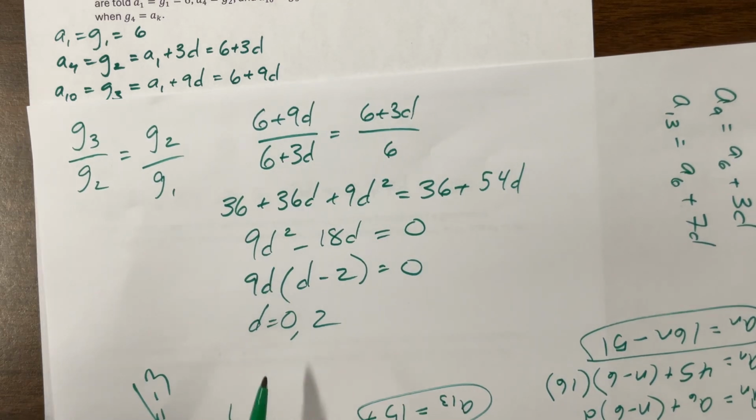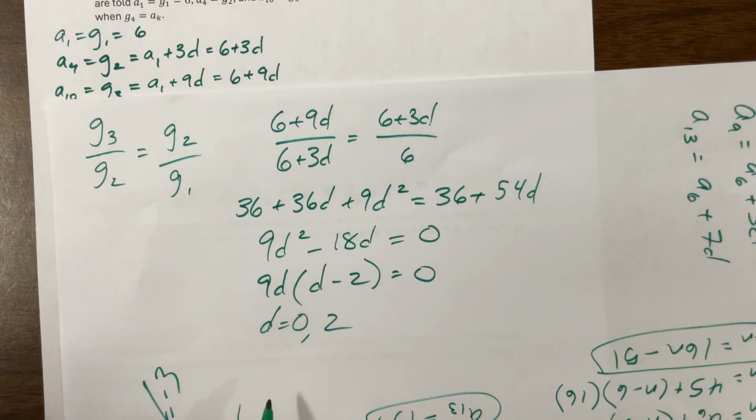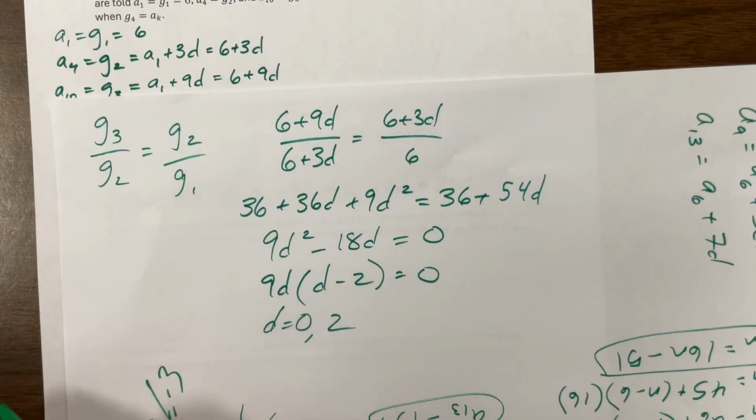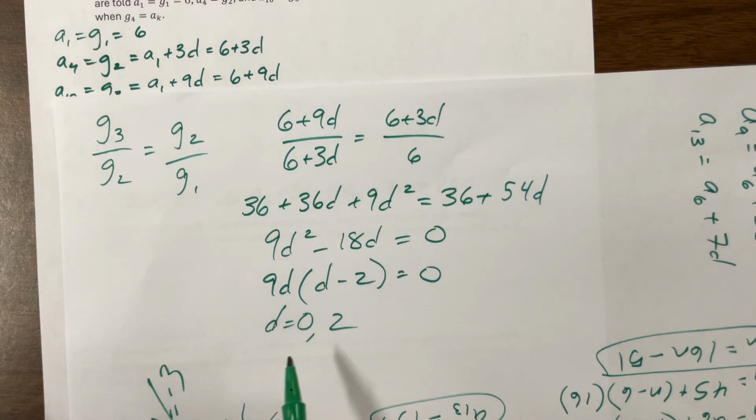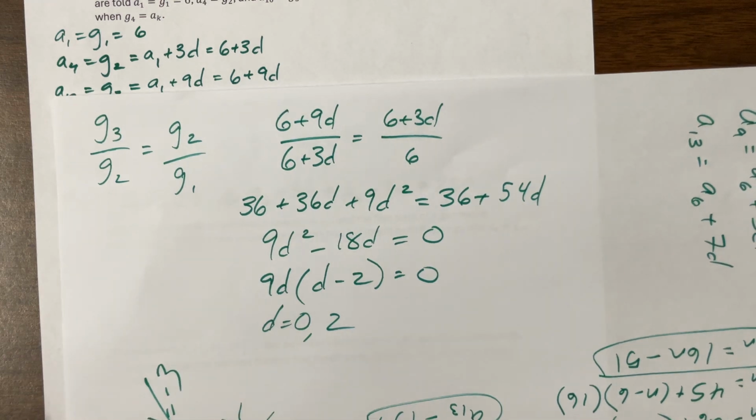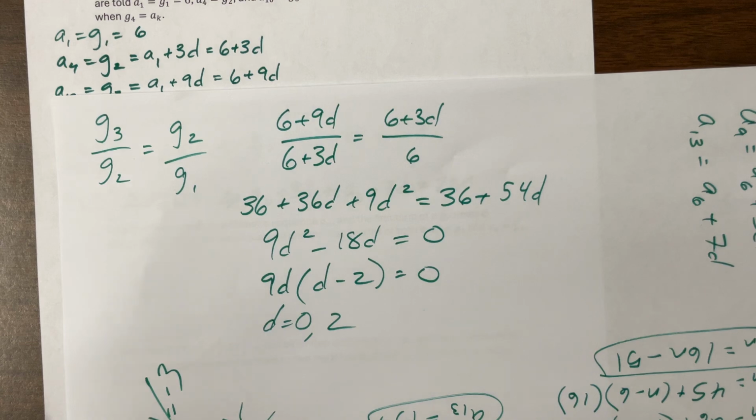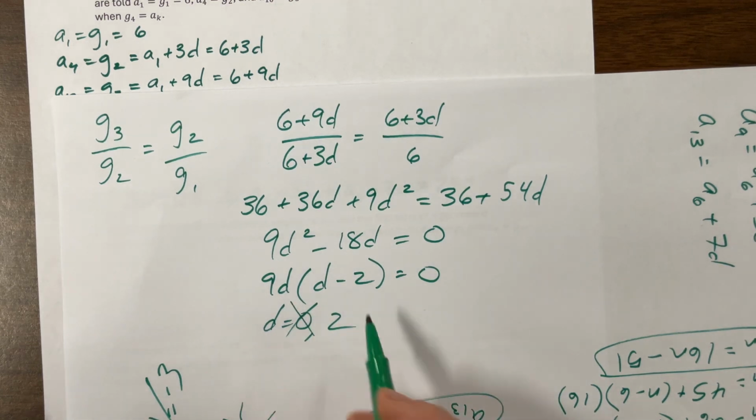I can factor out a 9D and I'm left with D minus 2. So this tells us that D equals 0 or D equals 2. But if I have a common difference of 0, then it's boring. It's just a sequence with every term being 6. Then the common ratio is 1, and that's boring. I don't know if the definition of arithmetic allows a 0 constant, but we're going to exclude that.